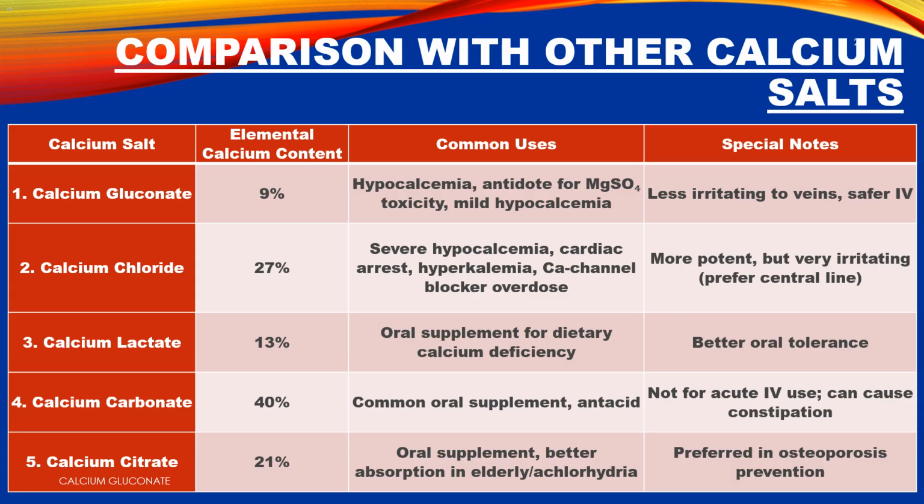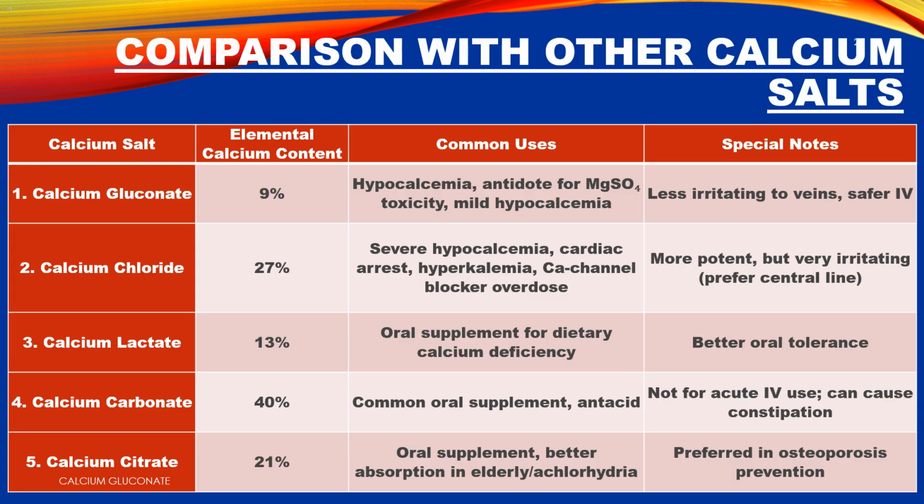Special notes: more potent than calcium gluconate but highly irritating to tissues, requiring administration through a central line to avoid extravasation and tissue damage. 3. Calcium lactate. Elemental calcium content, 13%. Common uses: oral supplementation for dietary calcium deficiency. Special notes: well tolerated orally, making it a good option for patients who need calcium supplements in a less irritating form.